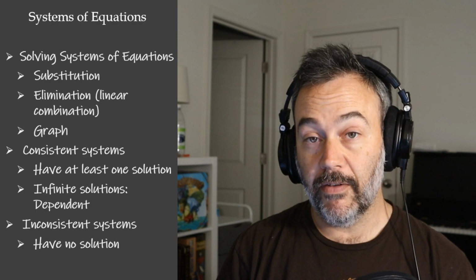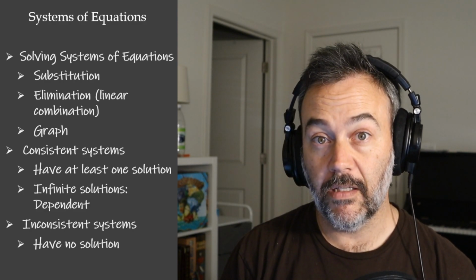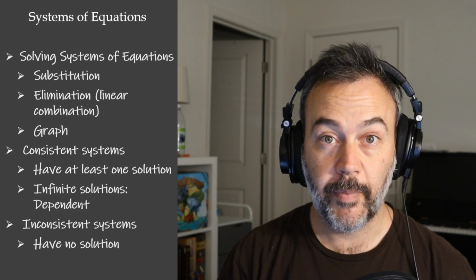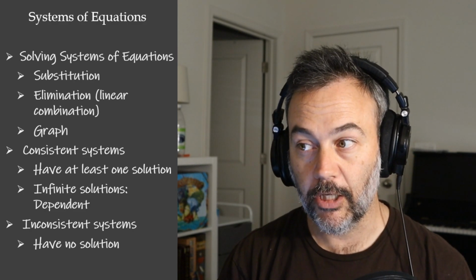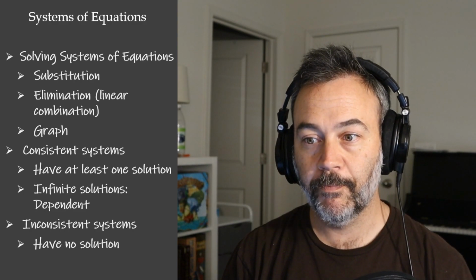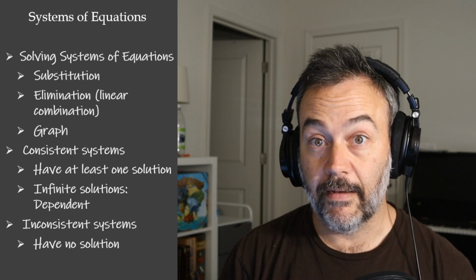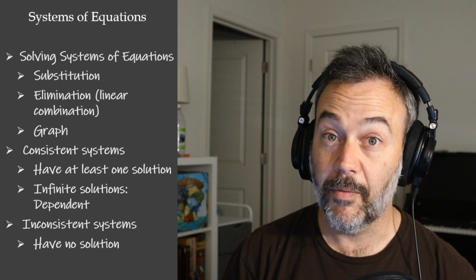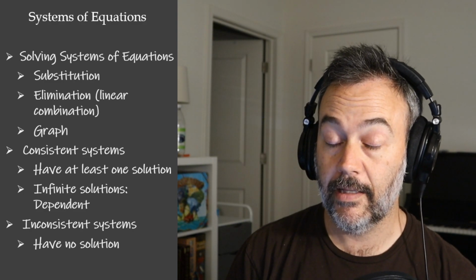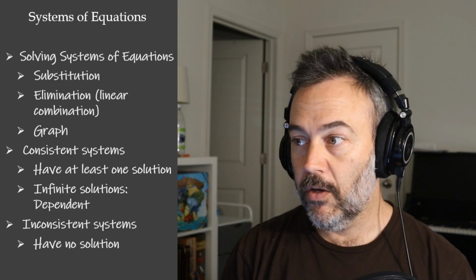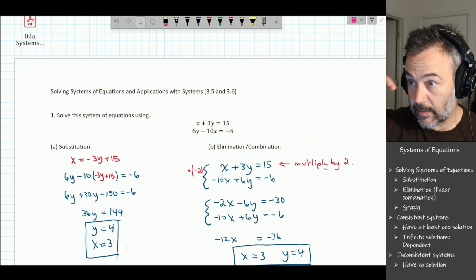If a system of equations has infinite solutions, that means it's a dependent system. And I'll explain that in the context of an example in a moment. Inconsistent systems are systems that have no solution. We saw that with parallel, distinct lines that never intersect. Okay, so to some examples.